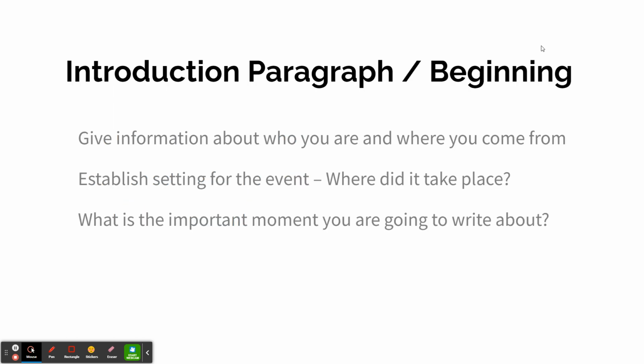Typically, the introduction paragraph, for the personal narrative, gives you information about who you are and where you come from. Again, you want to go into some background, introduce yourself to the audience, establish the setting for the event. So remember, you are choosing that one event and you're laying the groundwork. Establish that setting. Where did it take place? Try to answer that. Use description. And then what is the important moment you are going to write about? That is going to be your thesis. That is going to be your topic sentence, your thesis statement. What is this important moment?